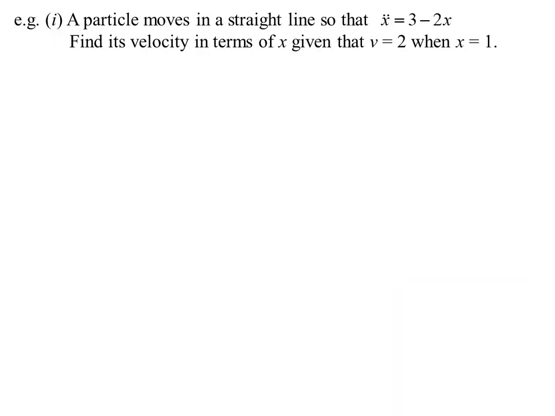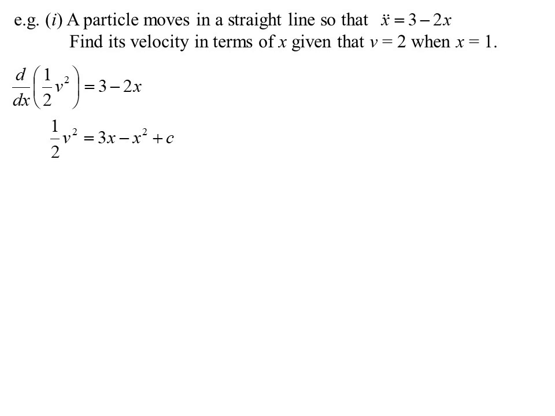Okay, well let's look at some examples. Here's an expression for acceleration that's in terms of displacement rather than time. And we want to find its velocity equation then, and they've given us some initial conditions. We know that when x is 1, its velocity is 2. Alright, d/dx of half v squared, that's 3 minus 2x.